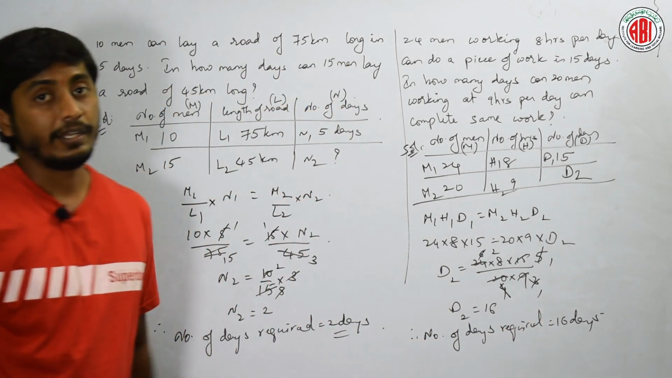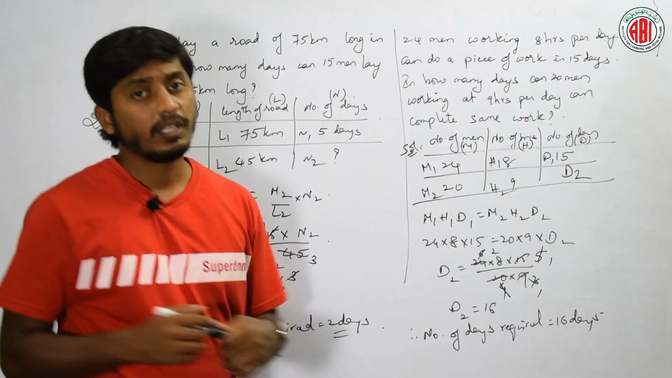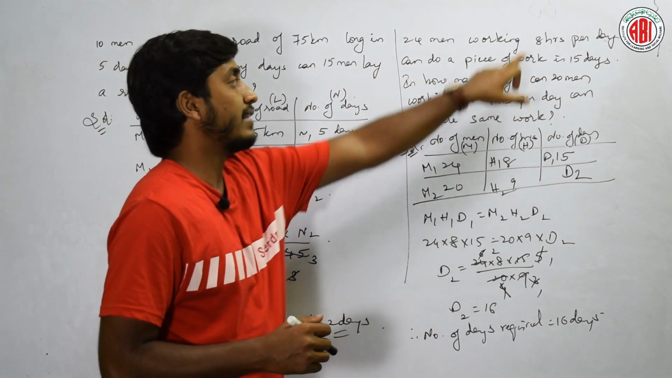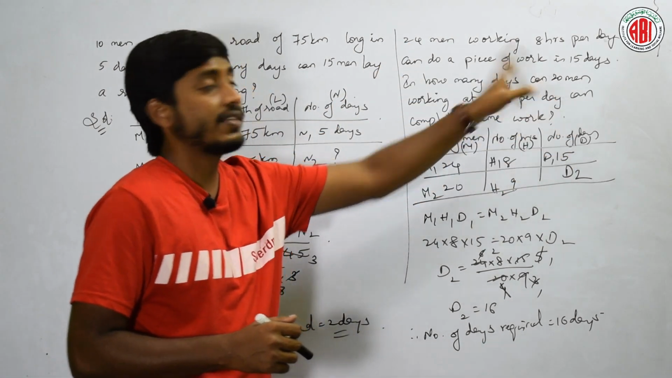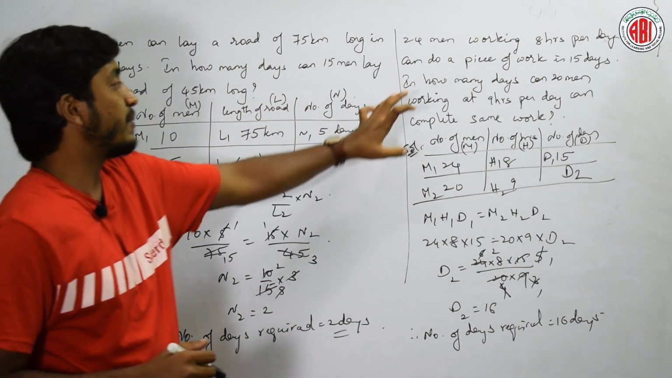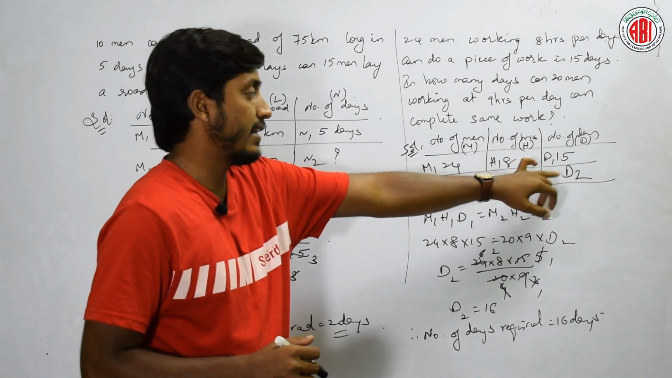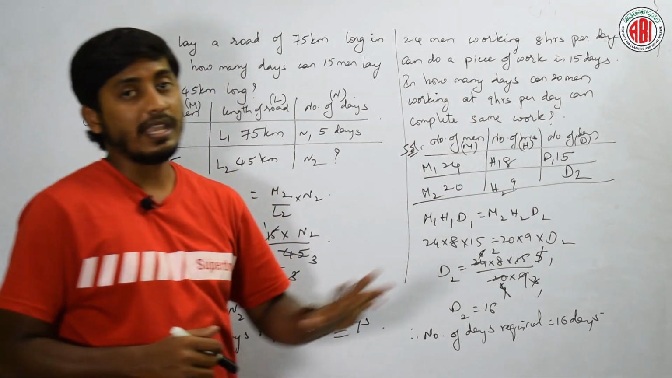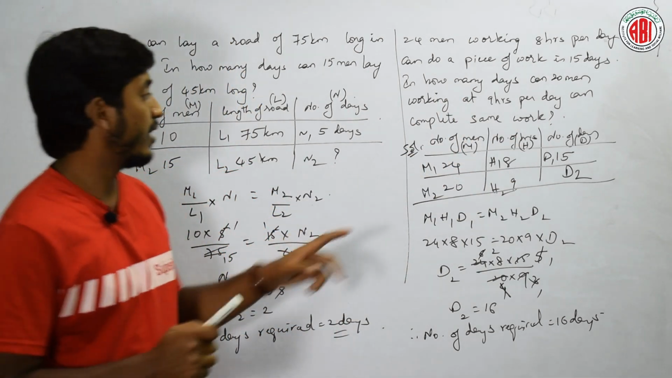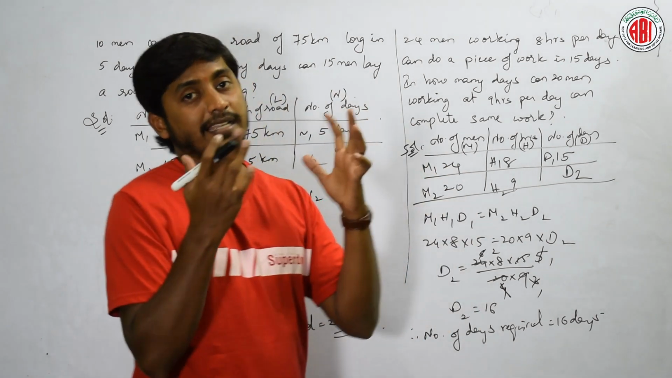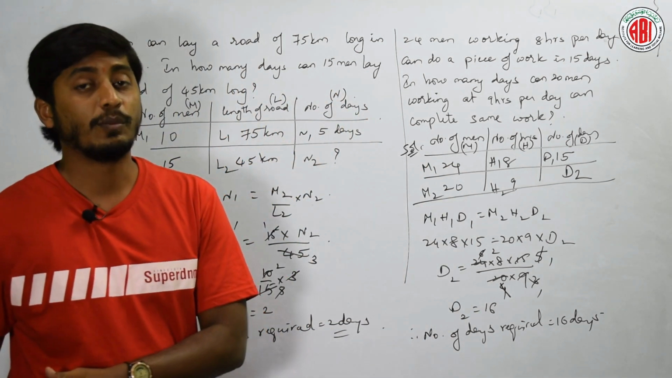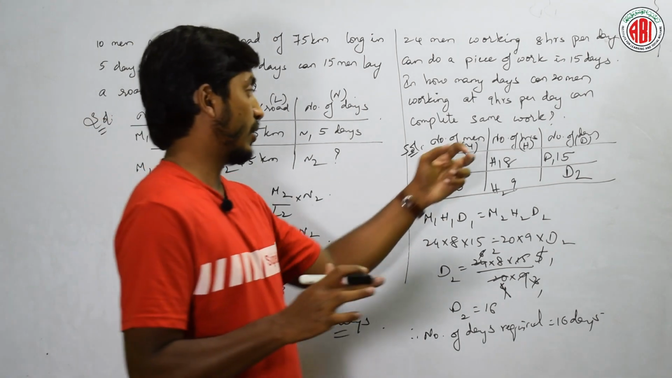Clear? Did you understand? Right? What did we do here? For 24 men, the number of hours is 8. For the number of days here it is 15. Clear? Which means in how many days can 20 men do the same work with 9 hours? Okay? If you observe, if the number of men increases, the number of hours decreases, and obviously the number of days also decreases. Both are inversely proportional.